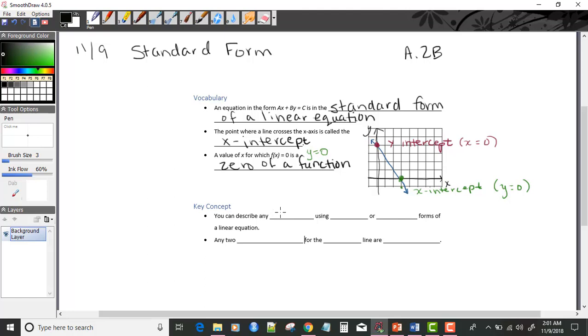So we've now learned three different forms of equations, and you can describe any line using one or more forms of a linear equation. And any two equations for the same line are equivalent. So I can use slope-intercept form, I can use point-slope form, I can use standard form, and I'm describing the same line.